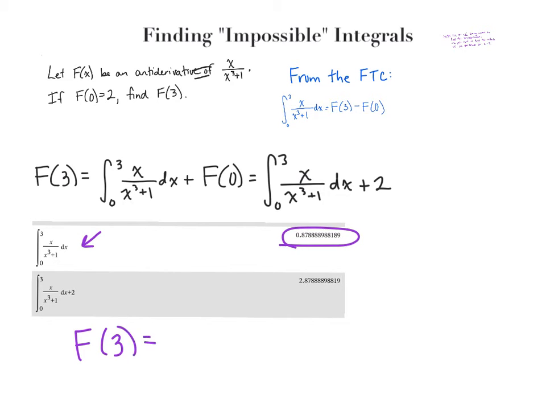So f of 3 ends up being 2.87888. Anyway, make sure you round to at least 3 decimal places of accuracy. You can round up or down, but make sure you at least have 3 decimal places of accuracy. All right, let's try one more.